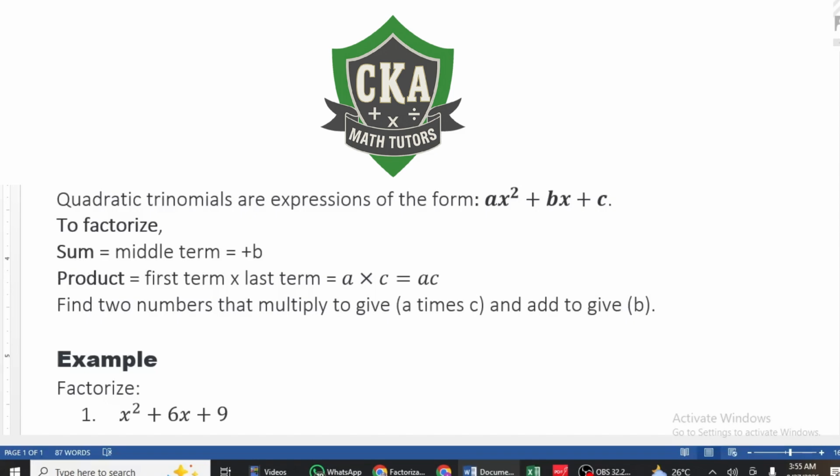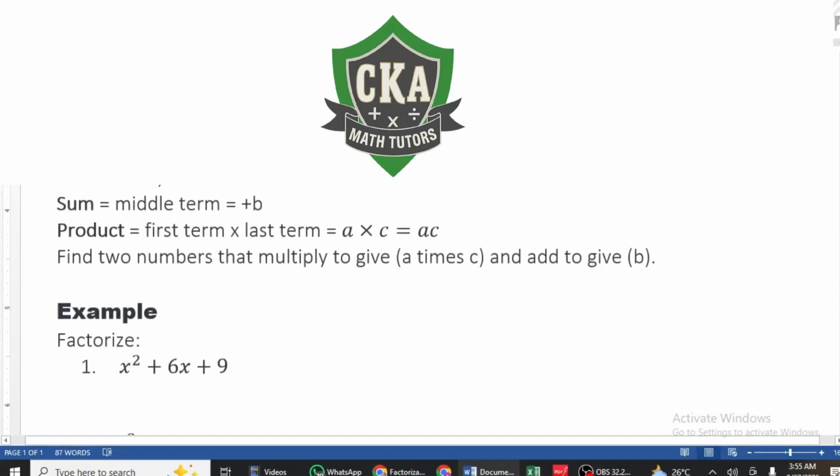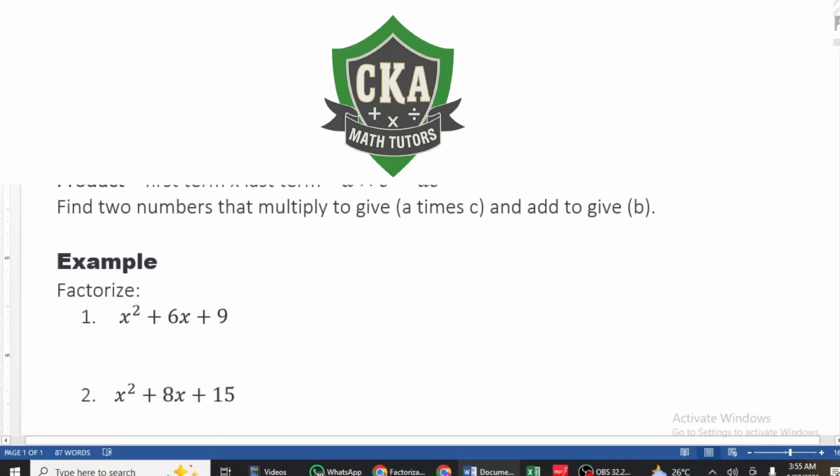After which you will look for two numbers that when you multiply together, you will get the product, and the same two numbers when you add together you will get the sum. Let us look at the example.